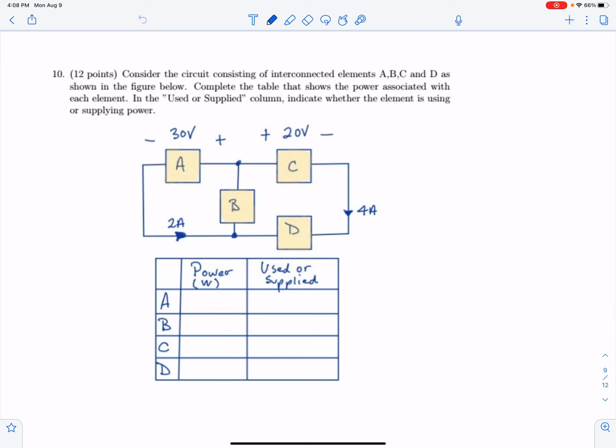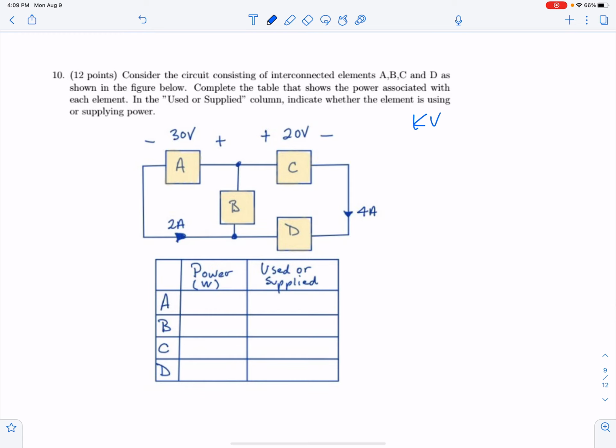Okay, to solve this problem, in problems like this, you need to find the voltage across and the current through each of the elements that are shown. The idea is you can use KVL and KCL to find things that are not known. All right, so let's start.